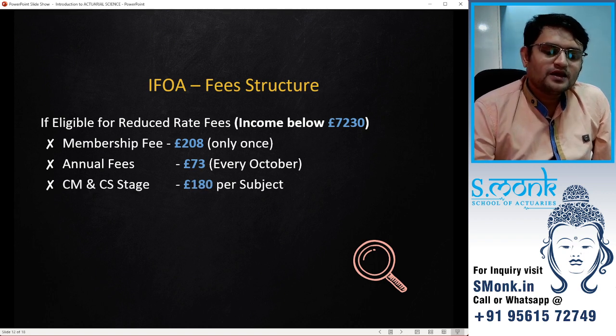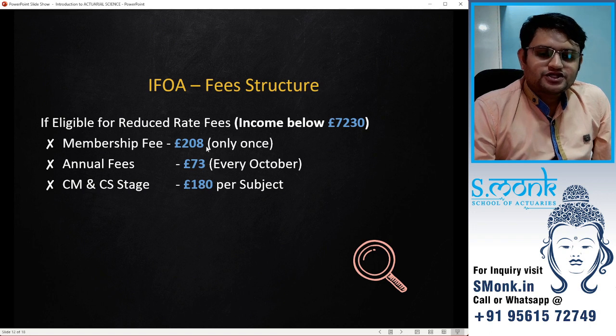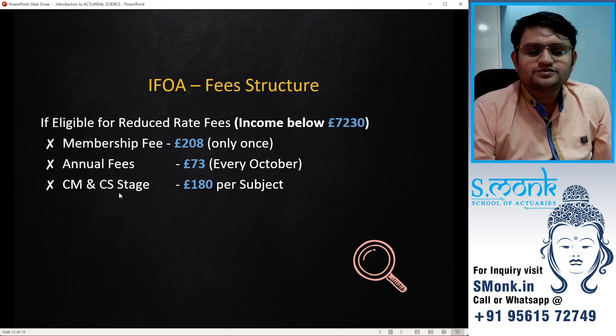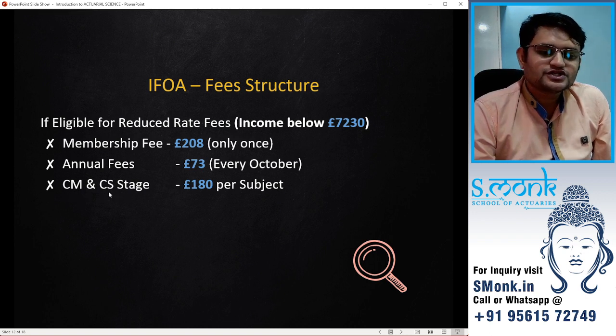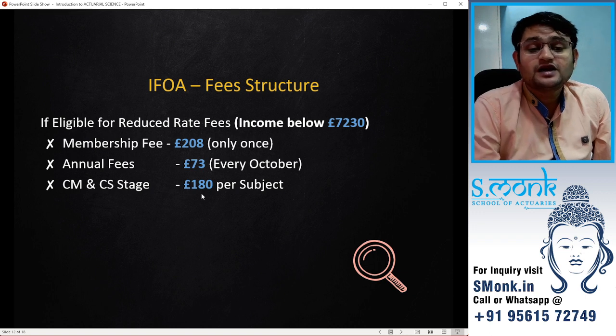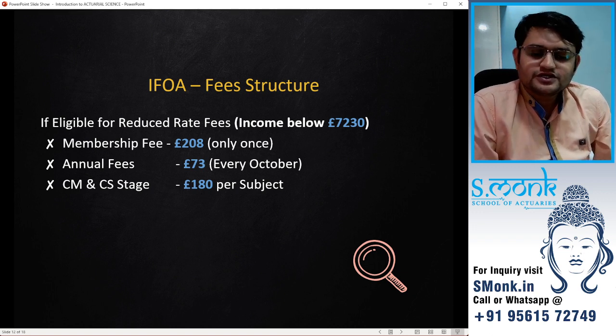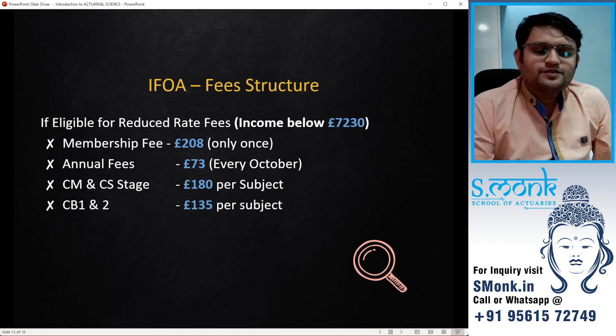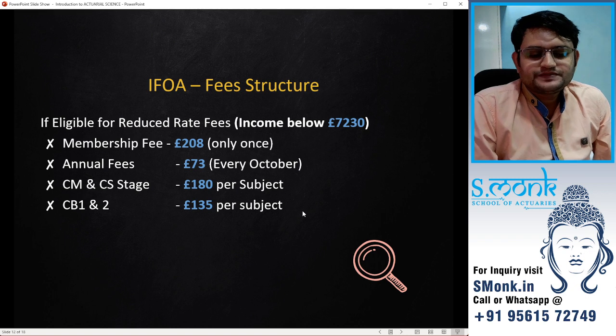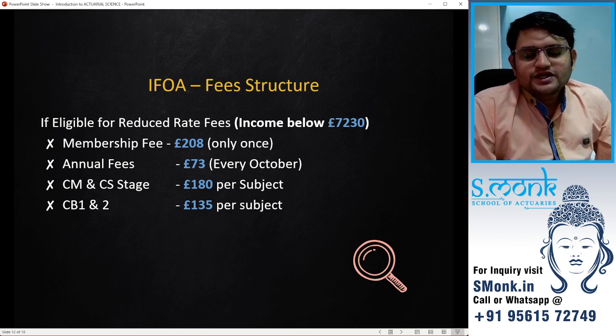Okay. Then for examination you will have to pay about 180 pounds per subject. So for the first 4 subjects, that is CM1, CM2, CS1, CS2, the fees for the subject is 180 pounds per subject. For CB1, CB2, the rate is less. It is 135 pounds per subject. Okay. So usually you have to worry about only these subjects.